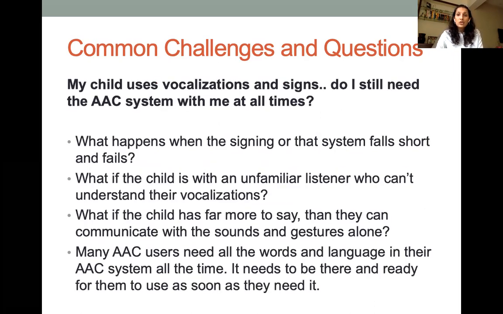Another common question is, my child uses vocalization, signs, points. I understand what they're saying. Do I still need the AAC system with me at all times? The point is yes, because what happens when that signing or that vocalizing falls short, right? A parent may understand everything a child wants, but someone outside may not. So an unfamiliar listener may not.